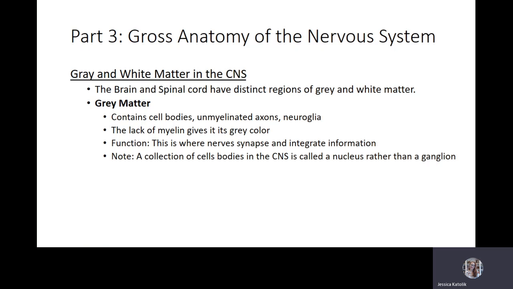So in a nutshell, white matter is going to contain myelinated axons and is going to be responsible for carrying information long distances, while gray matter is going to contain cell bodies and unmyelinated axons and be responsible for integrating and processing information. So now we know what these different regions are and what they contain. Let's look at how they are structured in the brain versus the spinal cord.